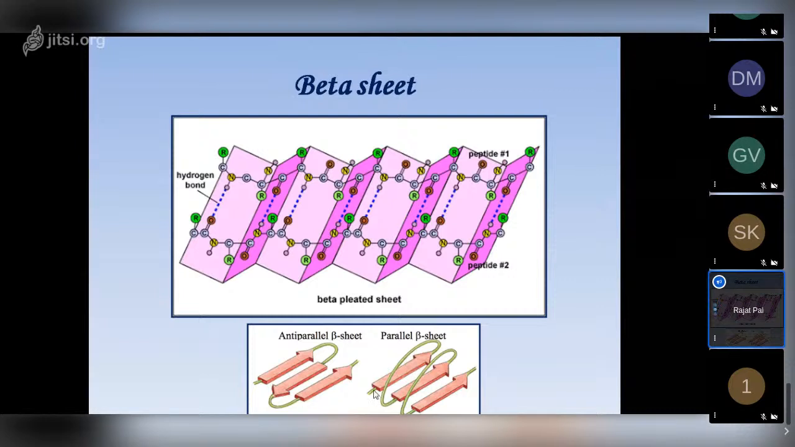And if the arrow is the beta peptide sheet, then again some amino acid chain is there, and then again this beta peptide sheet is there, and another amino acid chain, and again a beta peptide sheet in the same direction. If the beta peptide sheets are moving in the same direction, then it is known as the parallel beta sheet. So beta sheets can be of two types: one is the antiparallel, the other one is the parallel beta sheet.